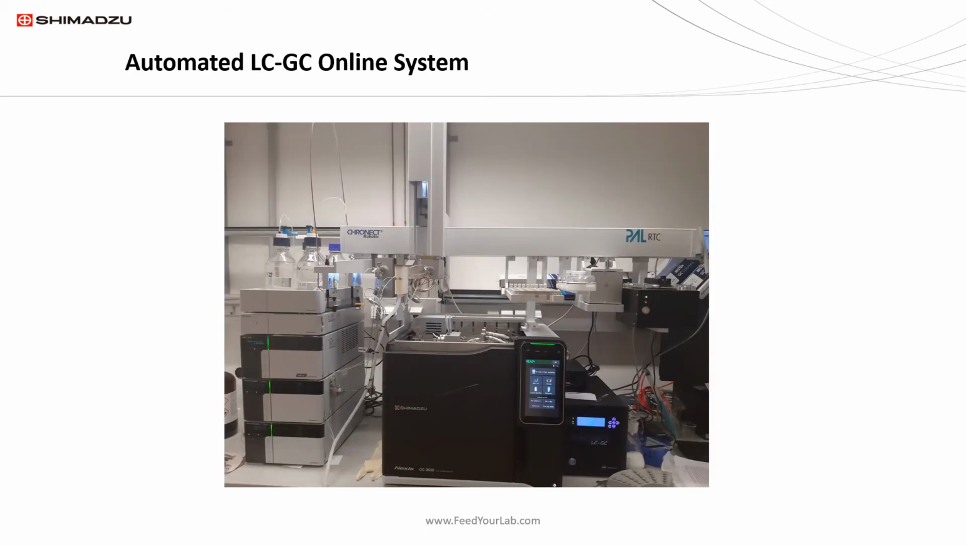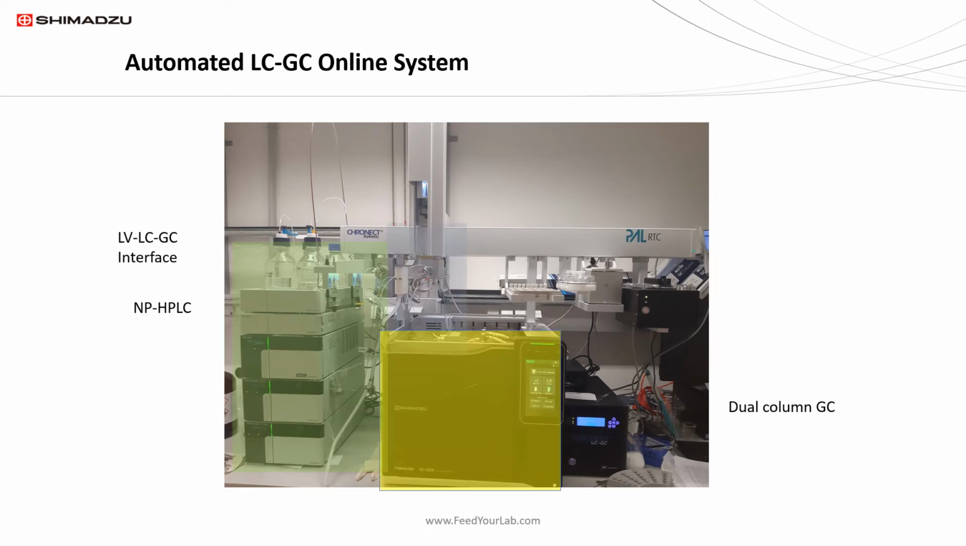Here we see the Shimadzu automated LCGC online system. It consists of a normal phase HPLC that is connected via an interface to a dual column GC system and allows for some additional sample preparation through some additional instrumentation.